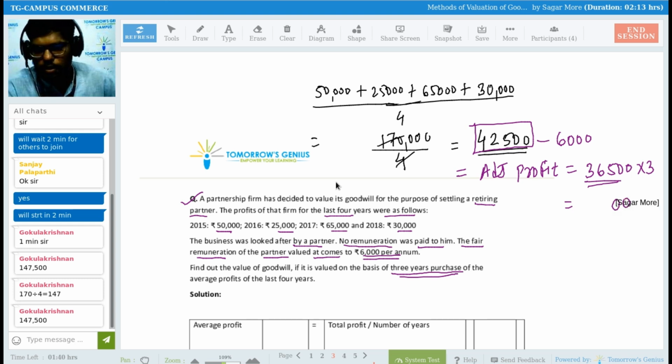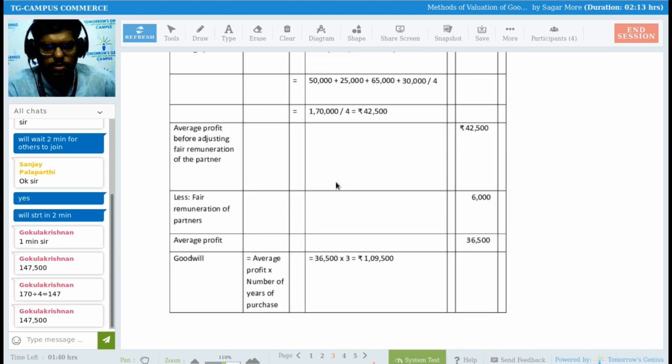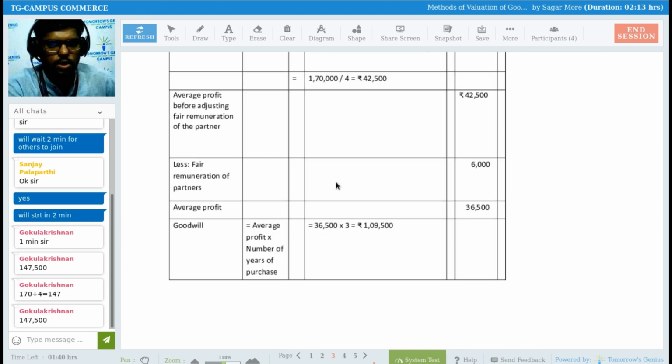3 times 5 is 15. 1,09,500. Is it correct? Yes, sir. Right? 1,09,500 is my answer, and that is the goodwill answer. See, check your answer.